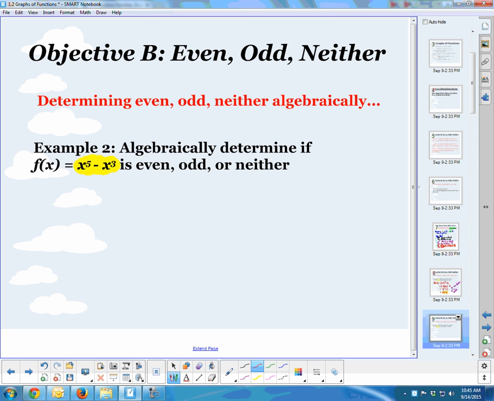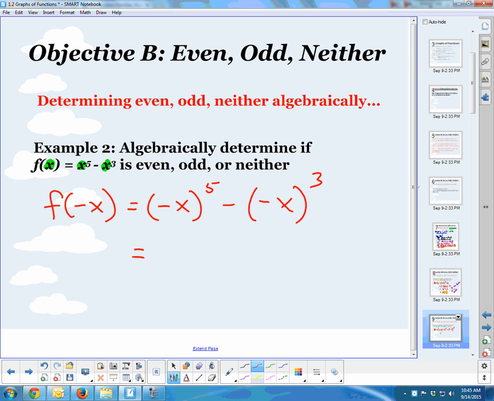Our statement, our rules, our test says replace x with negative x. So everywhere I have an x in the original function, right there, right there, right there, I'm going to replace all of those x's with negative x's, and I'm going to use parentheses just like I did before, negative x to the 5th minus negative x cubed. So this is really where parentheses become kind of important, and we want to make sure we have the right number of parentheses and negatives and so on.